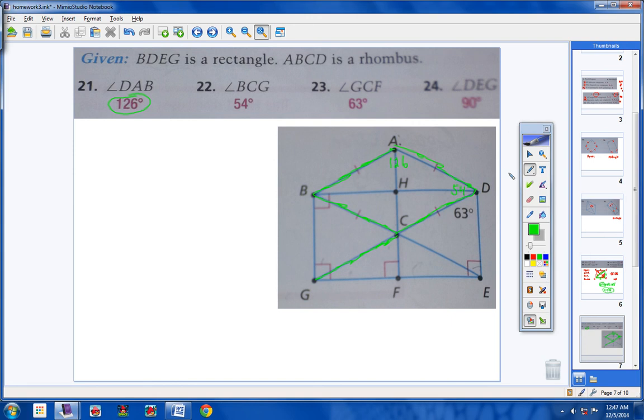Okay, students, here's what we're going to do. Now watch this carefully. Please listen to me. Here's your rhombus. A rhombus is a parallelogram, right? What do we know about parallelograms? Opposite angles are congruent. So if this angle here is 126, then this angle right over here has to be 126. Do you see that okay?